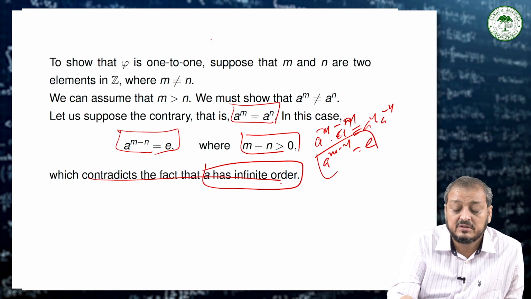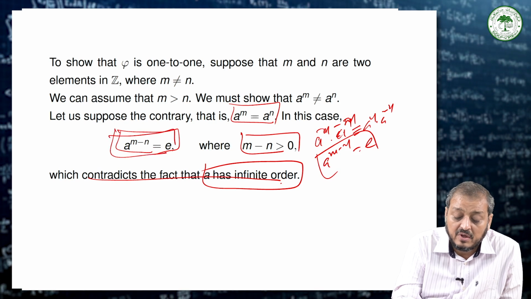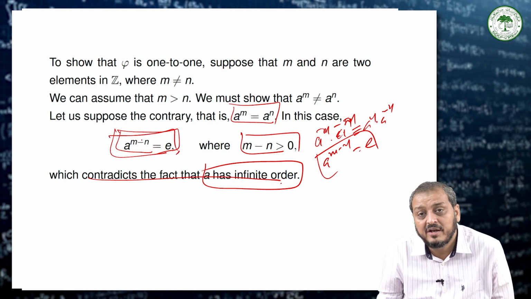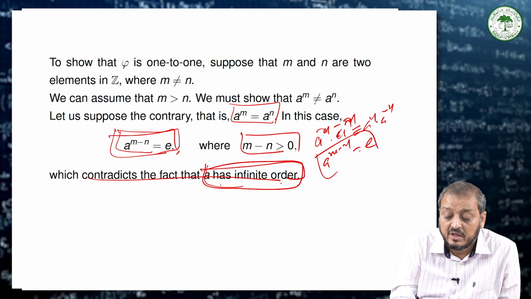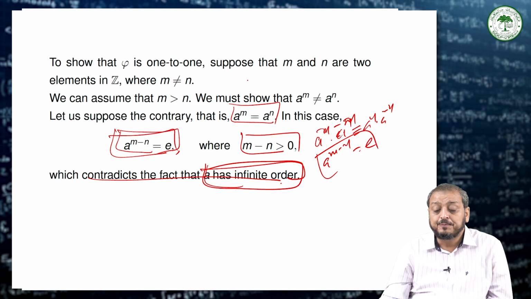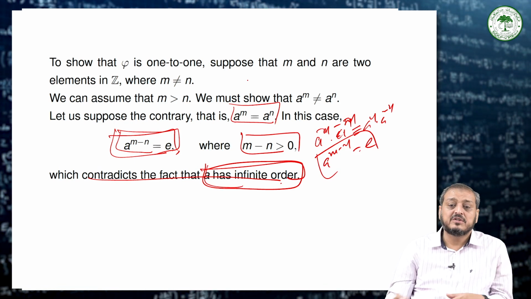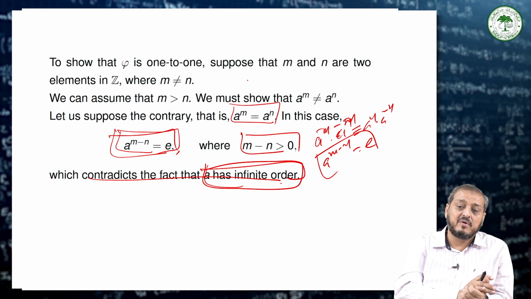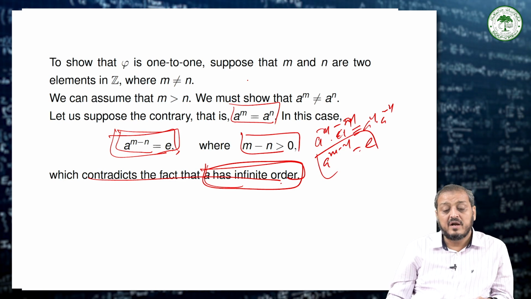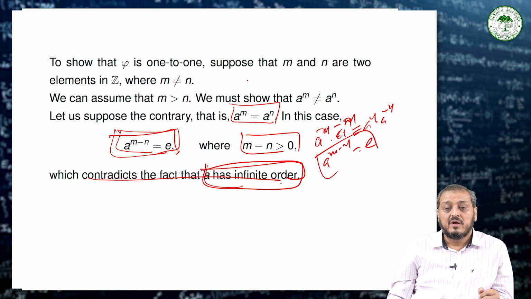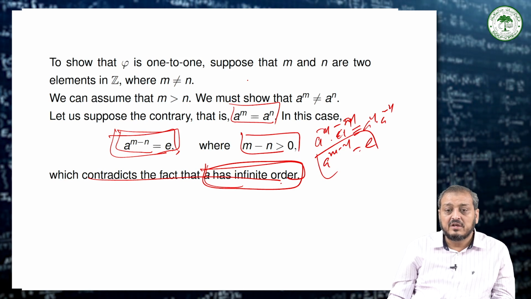Clearly you know that Z_n is of infinite order. So this means a to the power n is equal to the identity, which means the order of a is finite, and this contradicts that a has infinite order. That means our assumption that a to the power m is equal to a to the power n is wrong. So if a to the power m is equal to a to the power n, then m is equal to n, and this proves that this phi map is clearly a 1-1 mapping.